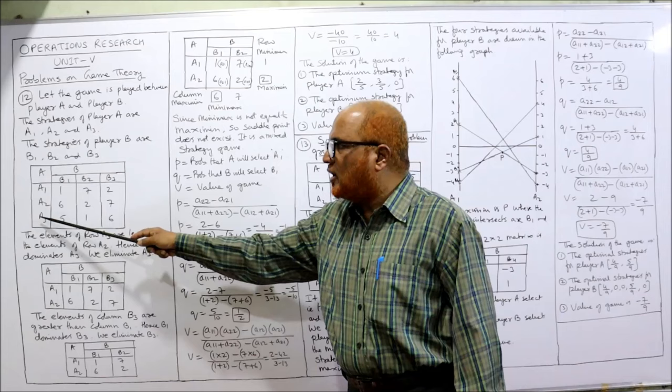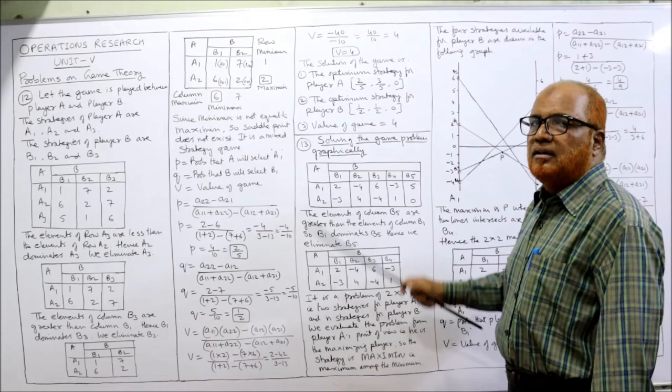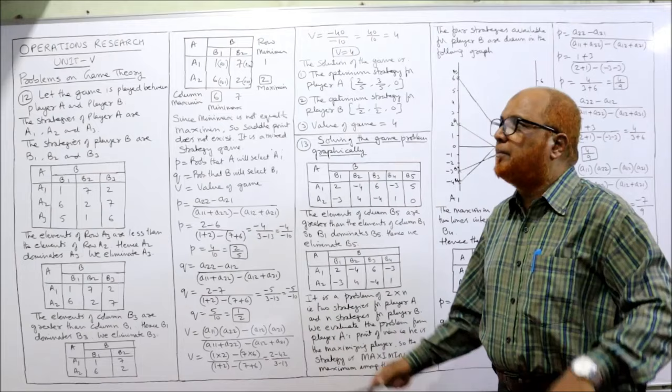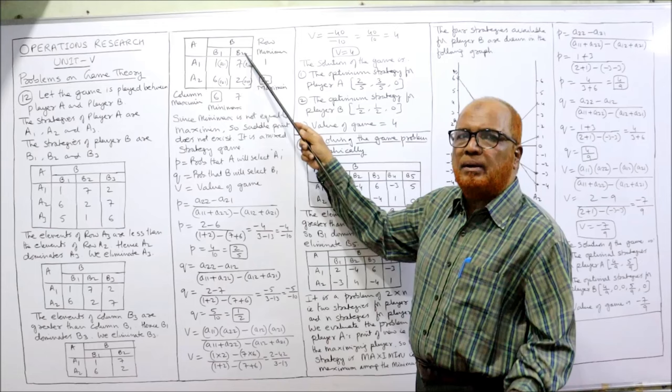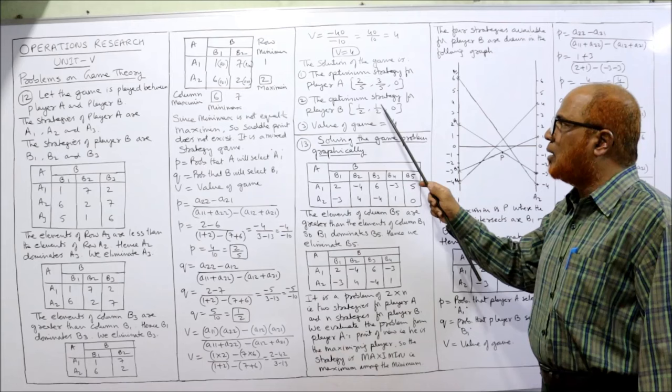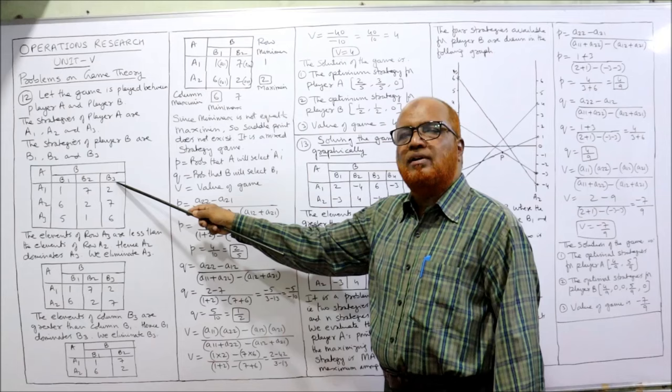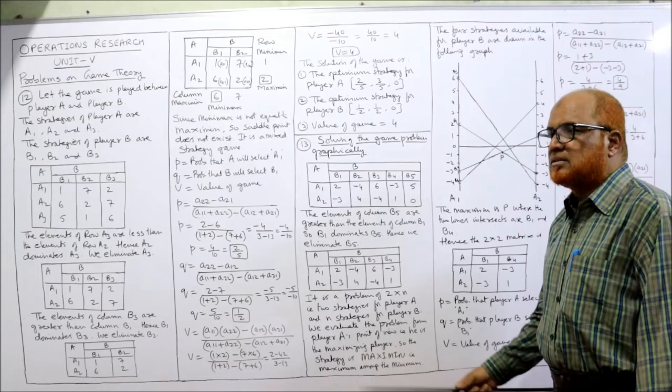Right? Similarly, the optimal strategy for player B. What is the Q value? 1 by 2. That means 50%. 1 by 2 is the probability that player B will select B1. So what is the probability of B2? 1 minus 1 by 2 is 1 by 2. So the optimal solution is 1 by 2, comma 1 by 2, comma 0. Originally B3 was there, but we have eliminated B3. Player B will never adopt B3. So we have put 0. The value of the game is 4. That's it. This is the end of problem number 12.